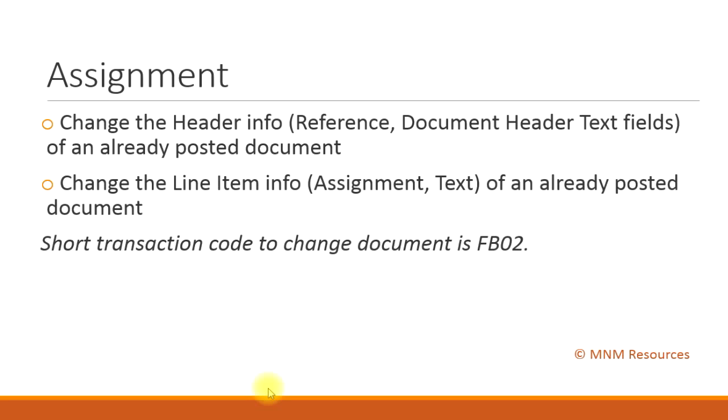The short transaction code to change a document is FB02. And we also saw how to display a list of all the documents which you want to make any changes to. And we saw the configurations to change a document header and line item levels. Once again, it's recommended you do not go and make any changes to those configurations. Just view them to have an understanding.